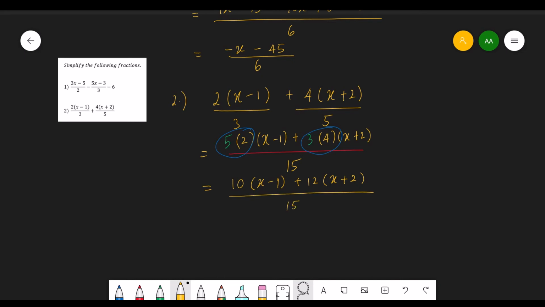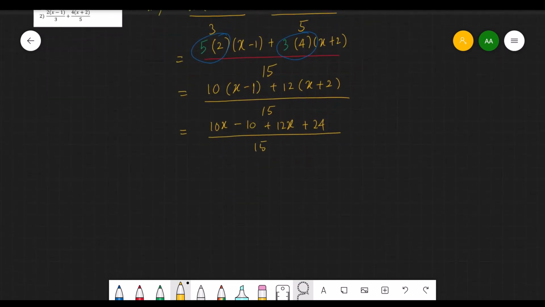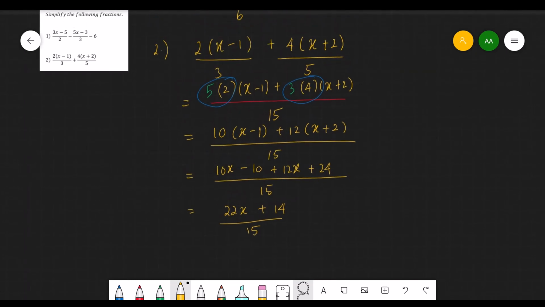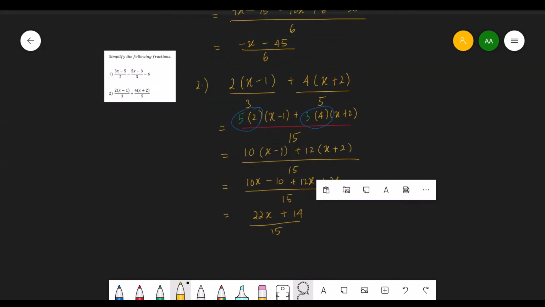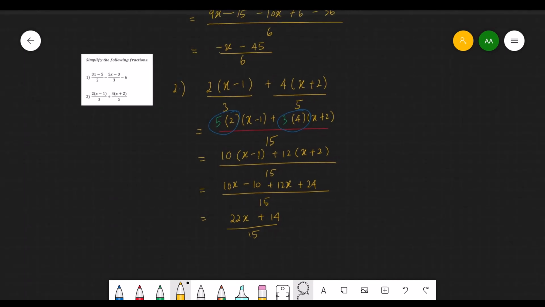Now we have an expression that is not as complicated. So we have 10x minus 10 plus 12x plus 24, the whole thing over 15. This will bring us to 22x plus 14 over 15. It's not so complicated, just that you have to be very careful when you deal with this section here.